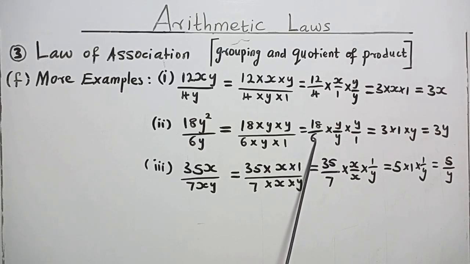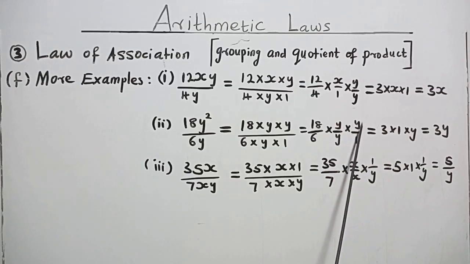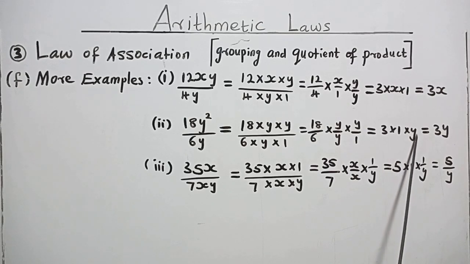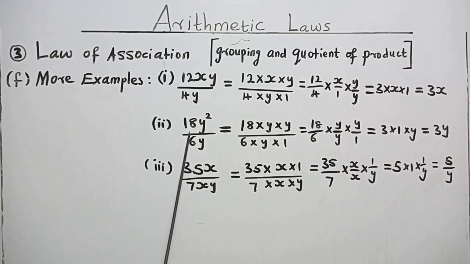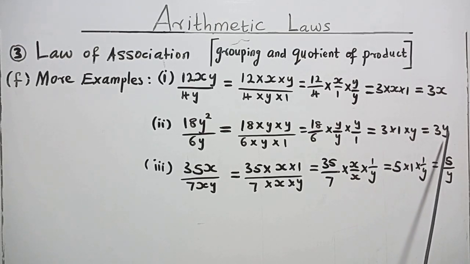I will now have, when 6 divides this 18, the answer is 3. When y divides this y, the answer is 1. When 1 divides this y, the answer is y. So this number operation has become 3 times 1 times y. And 3 times 1 times y is equal to 3y. I believe also that what transpired here is clear to you.